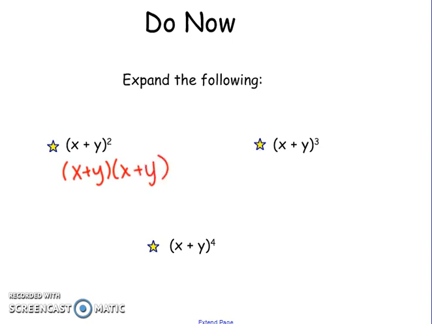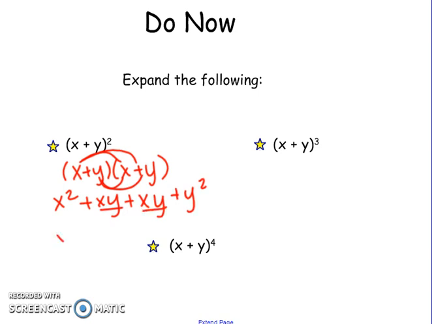So when we go to FOIL this, we'll get x squared plus xy, and then we get yx or xy. Because it's multiplication, it doesn't matter the order, so we'll just call it xy again, plus y squared. So we can combine our like terms together, and we get x squared plus 2xy plus y squared.